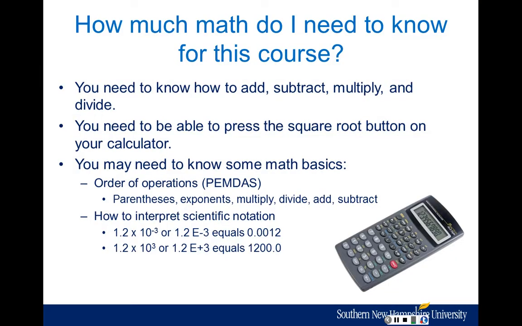Some frequent questions that I get: how much math do I need to know for this course? Well, you need to know the basics. Add, subtract, multiply, divide. You need to be able to use the square root button on your calculator. You need to be able to square numbers. You may need to know order of operations as well. Also, you may need to know scientific notation, because some articles that we will look at may present numbers in the format of scientific notation. So I would review some of the basic math skills that you might need for this course.